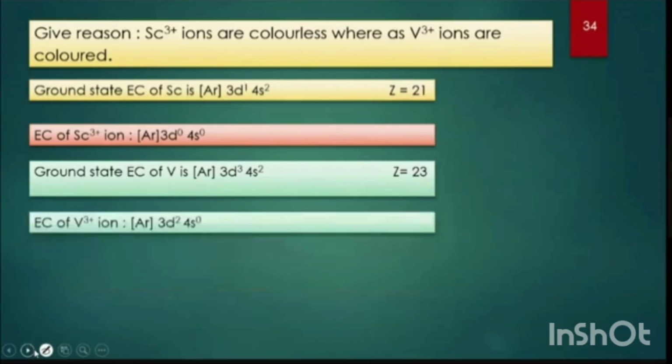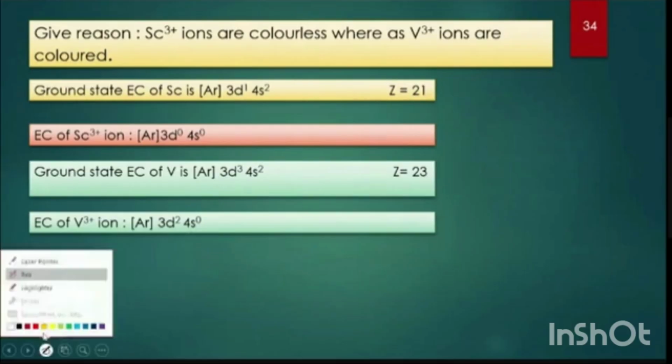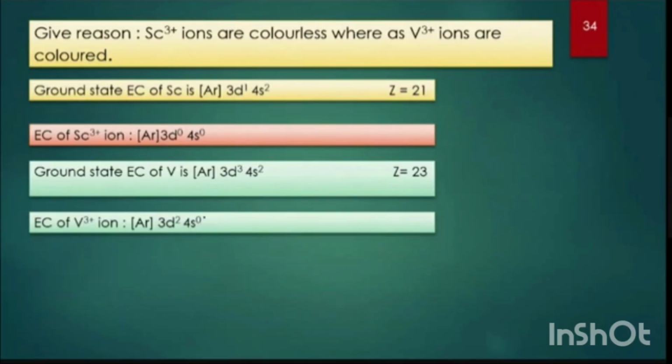When vanadium becomes vanadium 3 plus, that means losing 3 electrons from its outermost shell, it will have 2 electrons in its 3d orbital. So its electronic configuration can be written as argon core 3d2 4s0. So what does it mean? In the case of vanadium 3 plus, it is going to have a completely empty 4s orbital, but the 3d orbital has got 2 electrons.